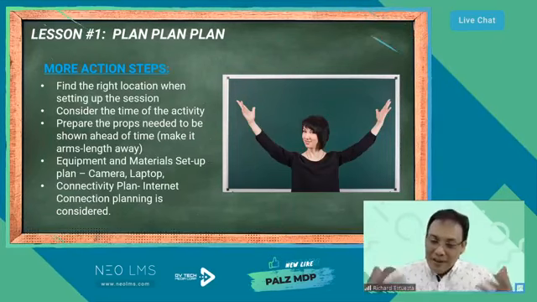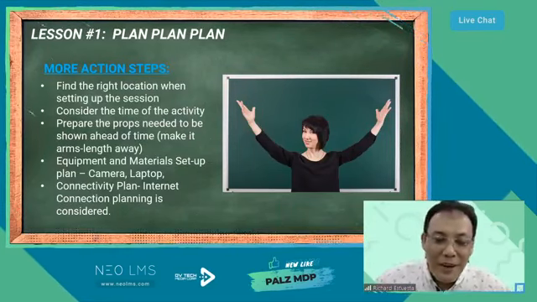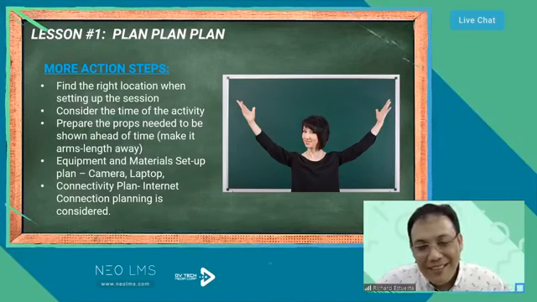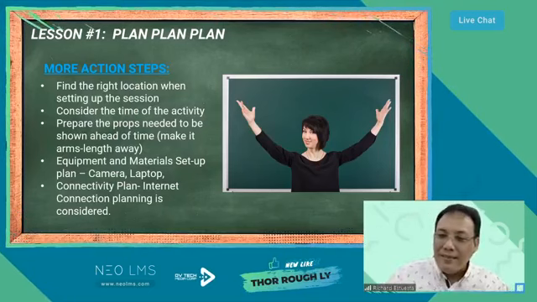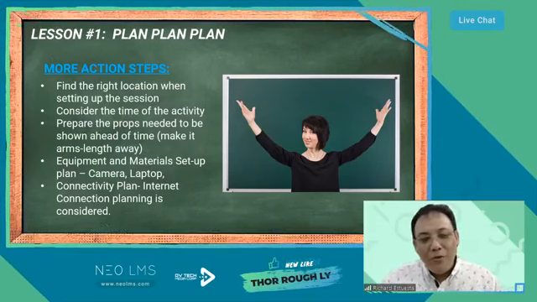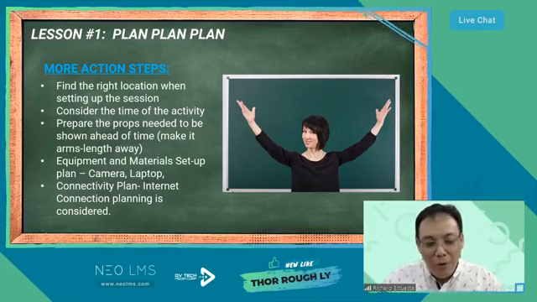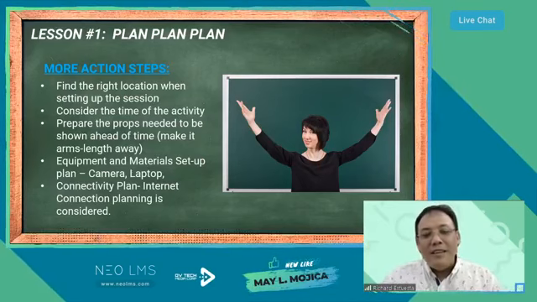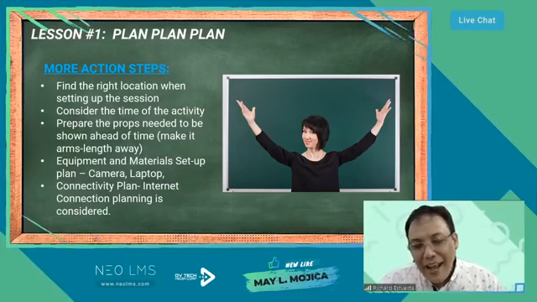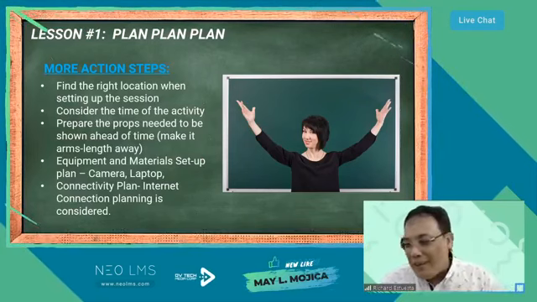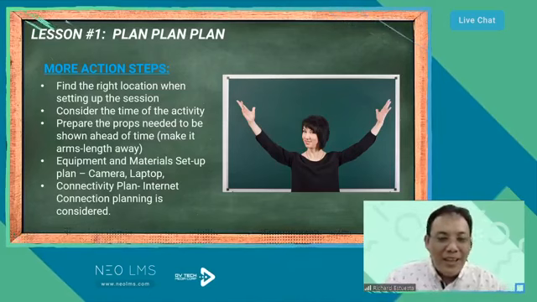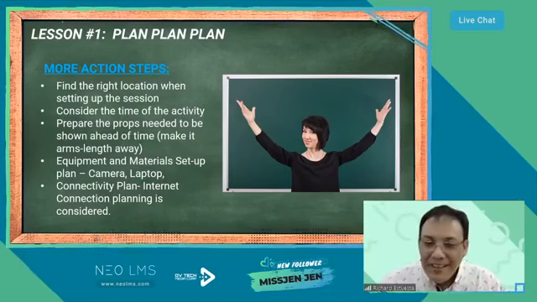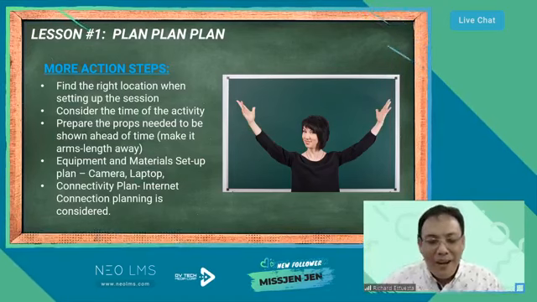More action steps. I said it's like 10 years, 20 years of experience that we're trying to share here. Find the right location when you're setting up the session. That's also very critical. For us, that's what you call the production set. It's very helpful if you do find that production set in your area, in your homes, that would allow you to be able to do your lessons properly. Consider the time of the activity, the time that you will be doing it, in what area there will be no people or no noise. These are things you'll have to consider, or even the time that you have the best internet connection. So it's something that you at least play around with in your mind.